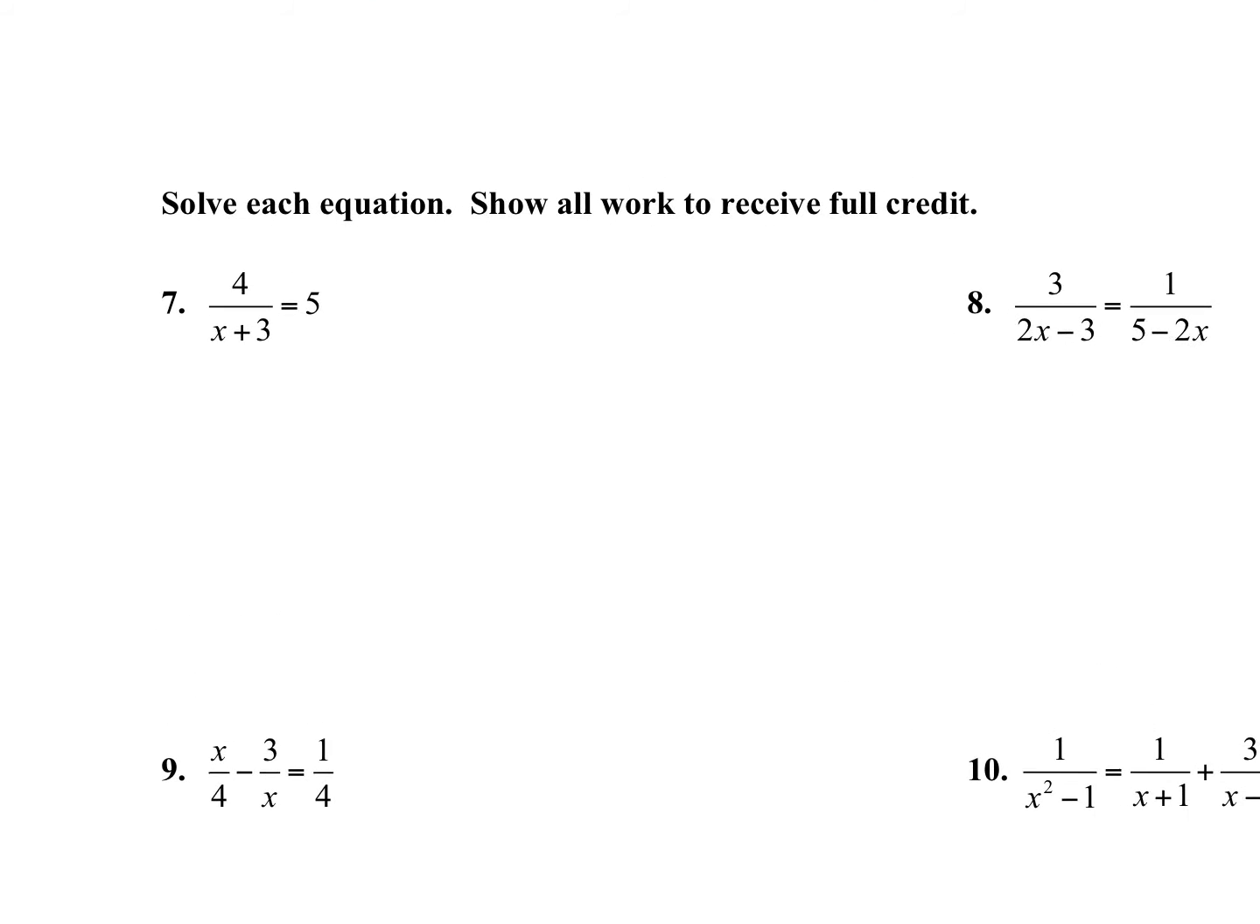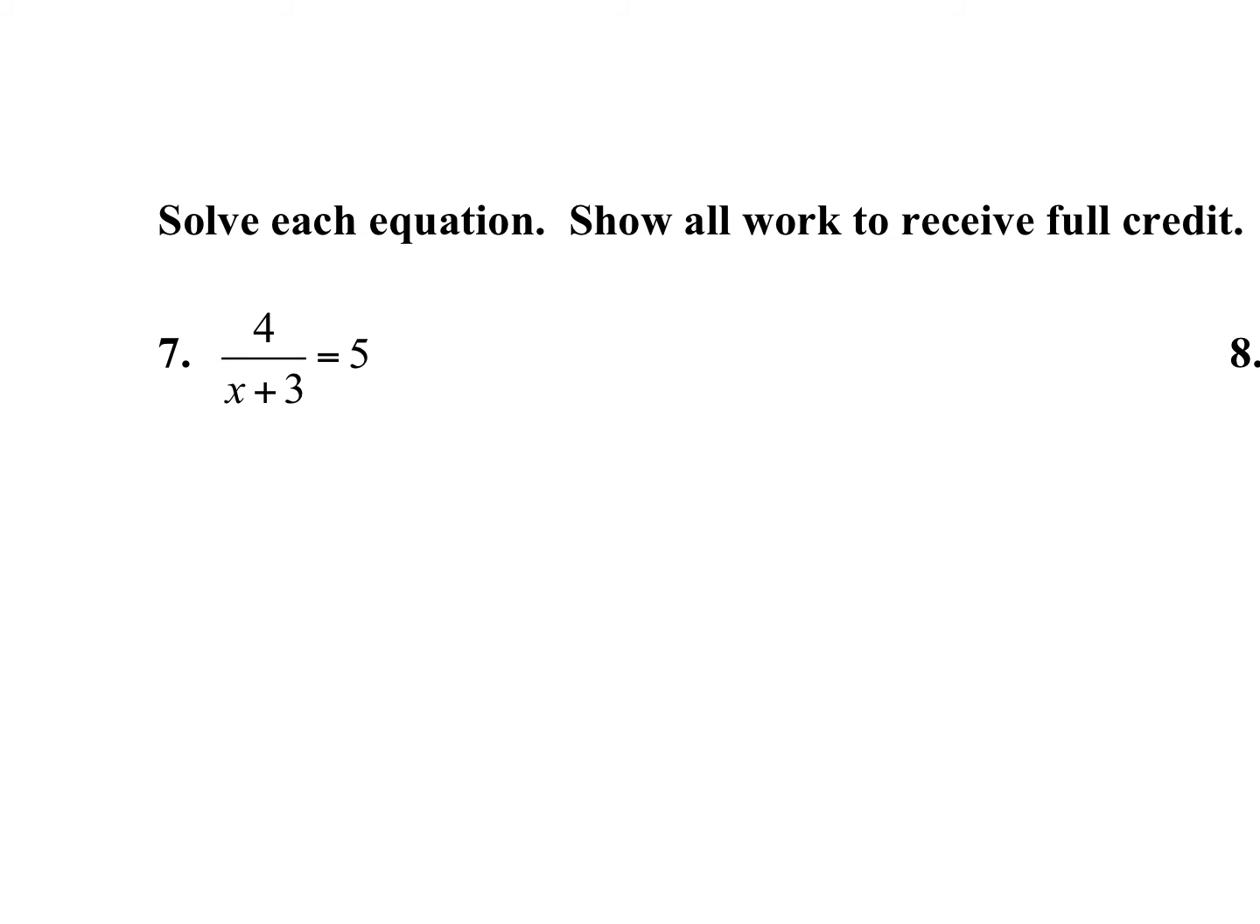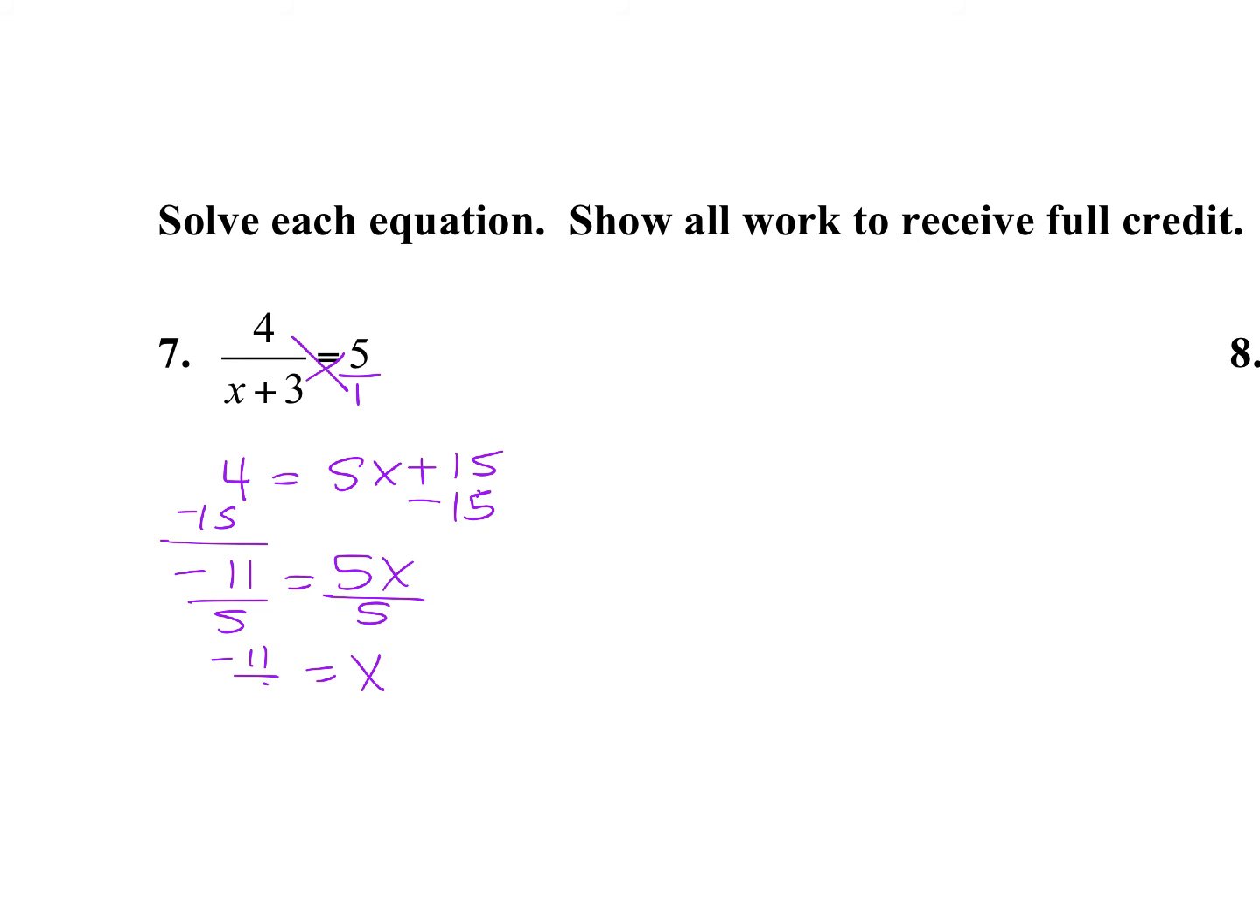So if you have a denominator of 2, there has to be that 1 left on top. Okay, what do you do with number 7? Cross multiply. Put it over 1. You get 4 equals, I'm just going to distribute right away, 5x plus 15. Take away the 15. You get 5x equals negative 11 and divide by 5. You can just leave that as negative 11 over 5 if you want, or if you prefer, negative 2.2 is fine also. Please box your answers, by the way. It's really helpful.